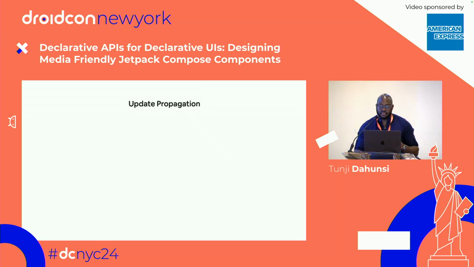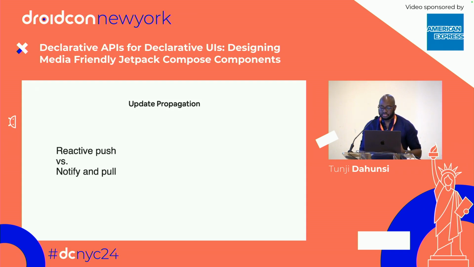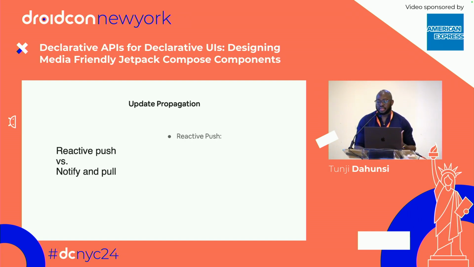So let's talk about update propagation, or how you get notified that something has changed. Well, there's two ways you can really do this. There's reactive push and notify and pull. And when I say reactive push, I'm talking about things like RxJava. You've probably used this often, or you've used Kotlin flows. The thing to note here is you have this subscriber model where you subscribe to a stream and then you get updates. But by subscribing to this stream, you implicitly have this concept of back pressure.